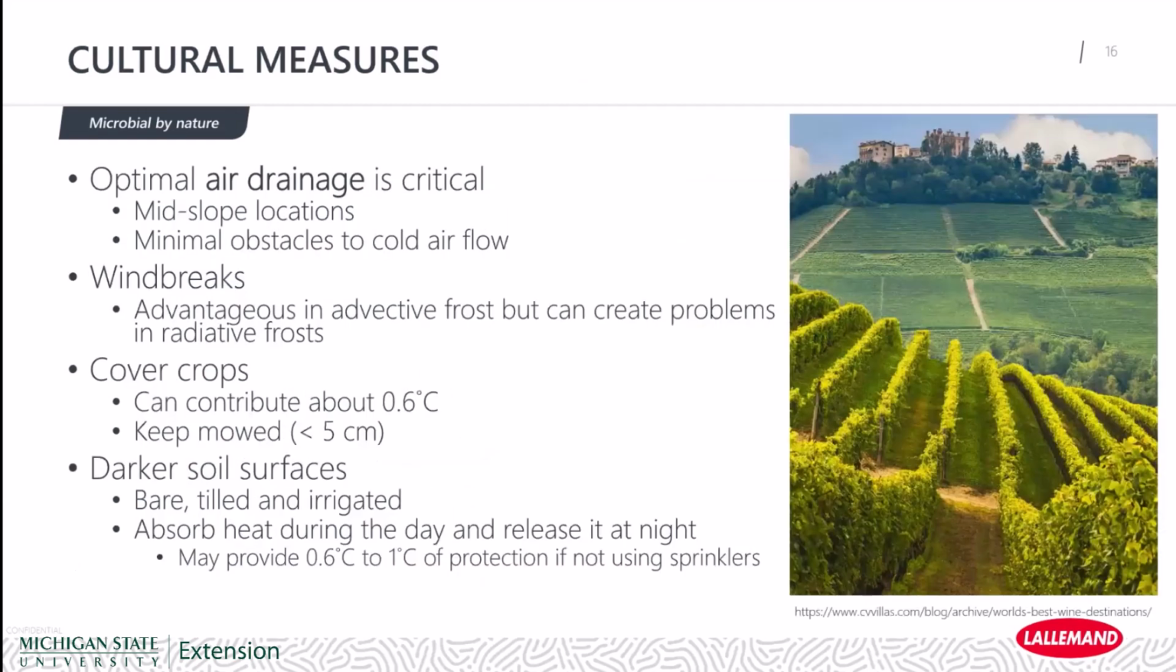In terms of cultural measures, as I mentioned, these are more of the passive measures. Really, the most important thing here is air drainage. So air drainage through mid-slope locations with minimal obstacles are going to kind of work in your favor. Cold air will tend to settle in your low-lying areas, so you want to have as few obstacles within the airflow in order for air to actually drain away so that you don't get these pockets of cold air kind of persisting for long periods of time.